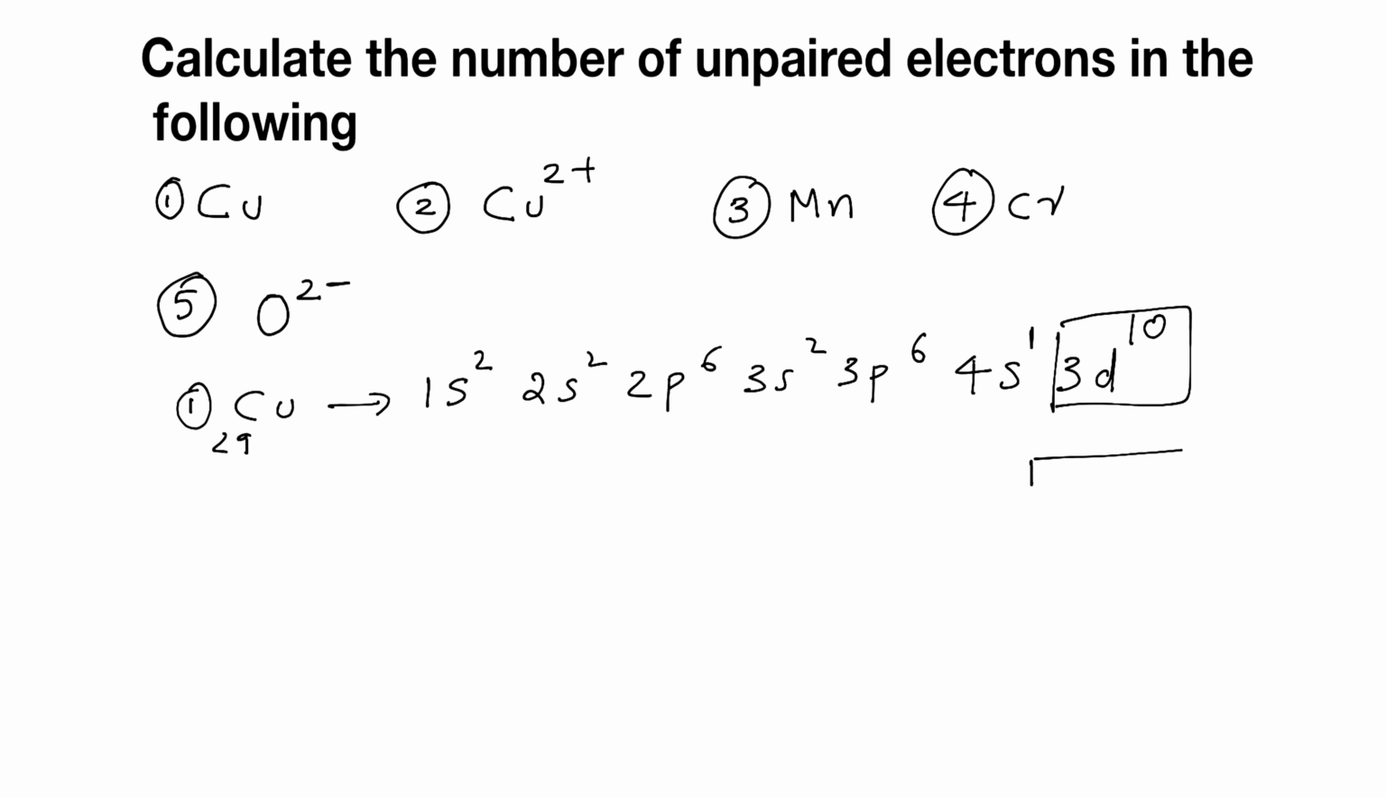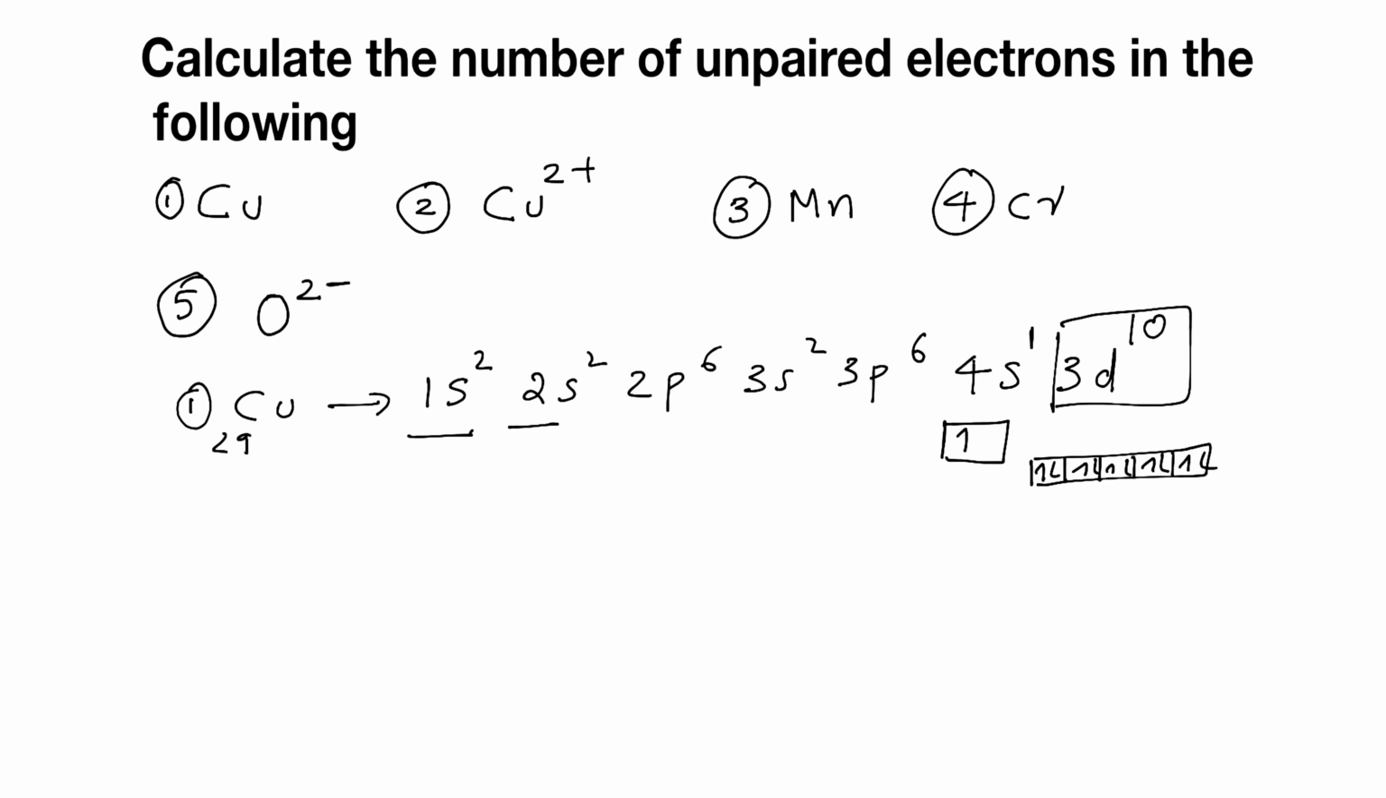You know 3d is 5 orbitals. 1, 2, 3, 4, 5. And total how many electrons? 1, 2, 3, 4, 5, 6, 7, 8, 9, 10. No unpaired electron. Now check 4s. 4s has only 1 electron. Correct, right? Which means number of unpaired electron is what? 1. Clear, right? Number of unpaired electron is 1.